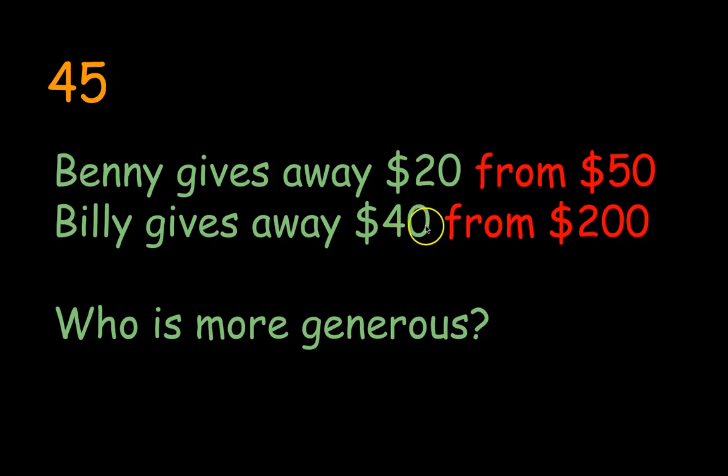Billy would give away $40 from $200. So I'm going to half this, which means he would only give away $20, which is 20%. So in this case, Benny would be giving away 40% of his money. Billy would only be giving away 20%, which means here, even though Billy is giving half the amount of money, he's still more generous than Billy because he gives away 40%, he gives away 20%.